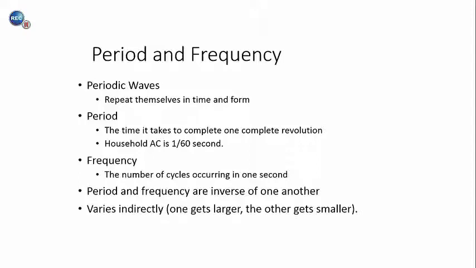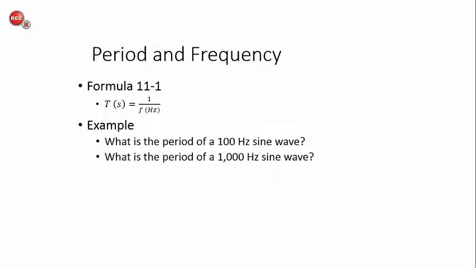And so period and frequency are inverse of one another. One is the reciprocal of the other. And they vary indirectly. That means that when one gets larger, the other gets smaller. If the time it takes a sine wave to complete one full period is increased, we can fit fewer of those sine waves in 1 second. And so if the period gets larger, the frequency will get smaller.